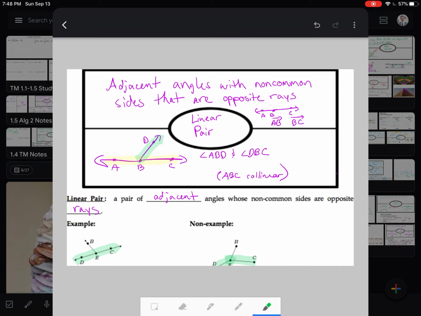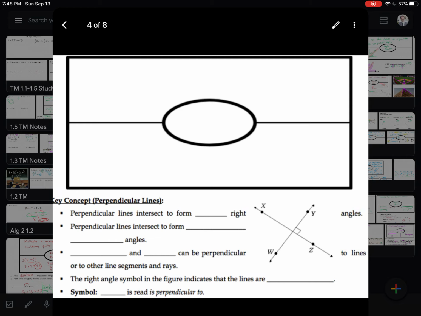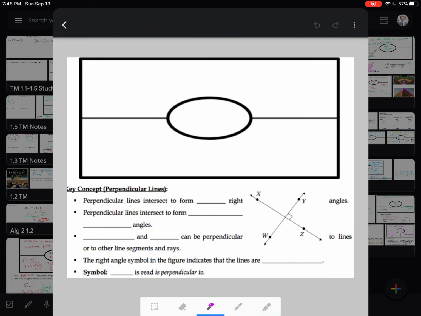All right, last vocab word. And again, I know we have a lot today, so I'm sorry. But our last vocab word before we move on. So perpendicular lines. You've probably seen this before. So hopefully a little bit of a review. So this is when lines, segments, or rays intersect to form right angles.